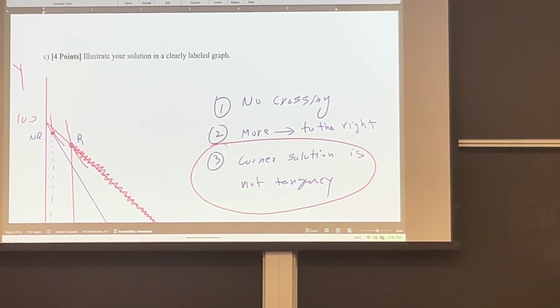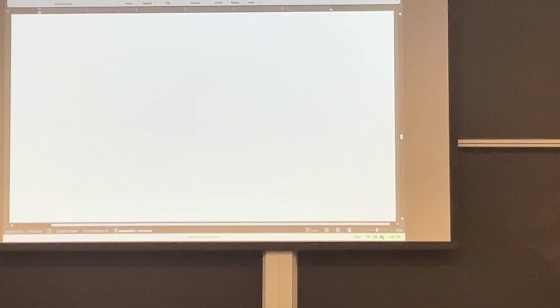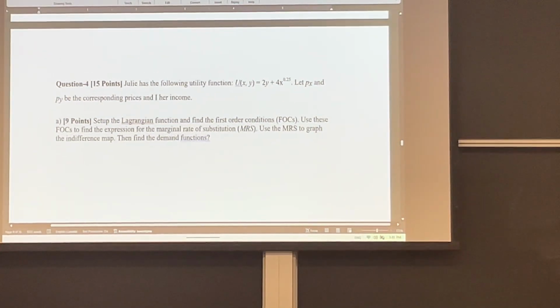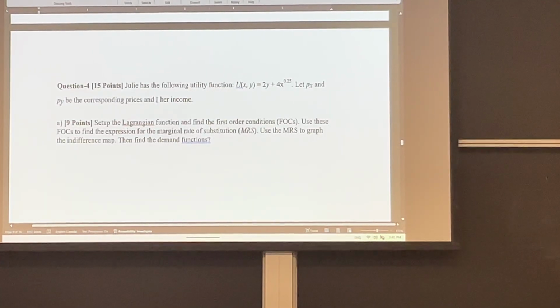So make sure you know what's going on. It's not random lines. It follows the rules, which is more to the right, less to the left. The indifference curves don't cross. And the corner solution is not a tangency. Right? Make sense? Okay, anyway. Okay, let's move on. Hopefully it made sense. Historically, people have a hard time with graphing for some reason.